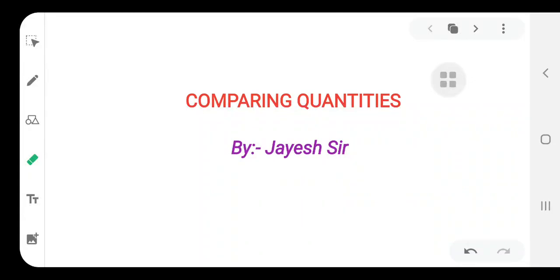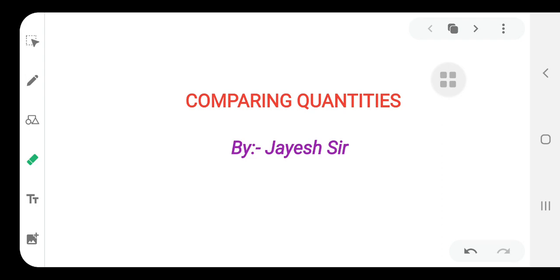Friends. Today's topic is comparing quantities, and this is the third part of our chapter comparing quantities. As we already covered two parts of this chapter, let us see what new we are going to learn today. The definition of the chapter comparing quantities I have already discussed in the previous videos. Again, I am going to remind you what comparing quantities means.